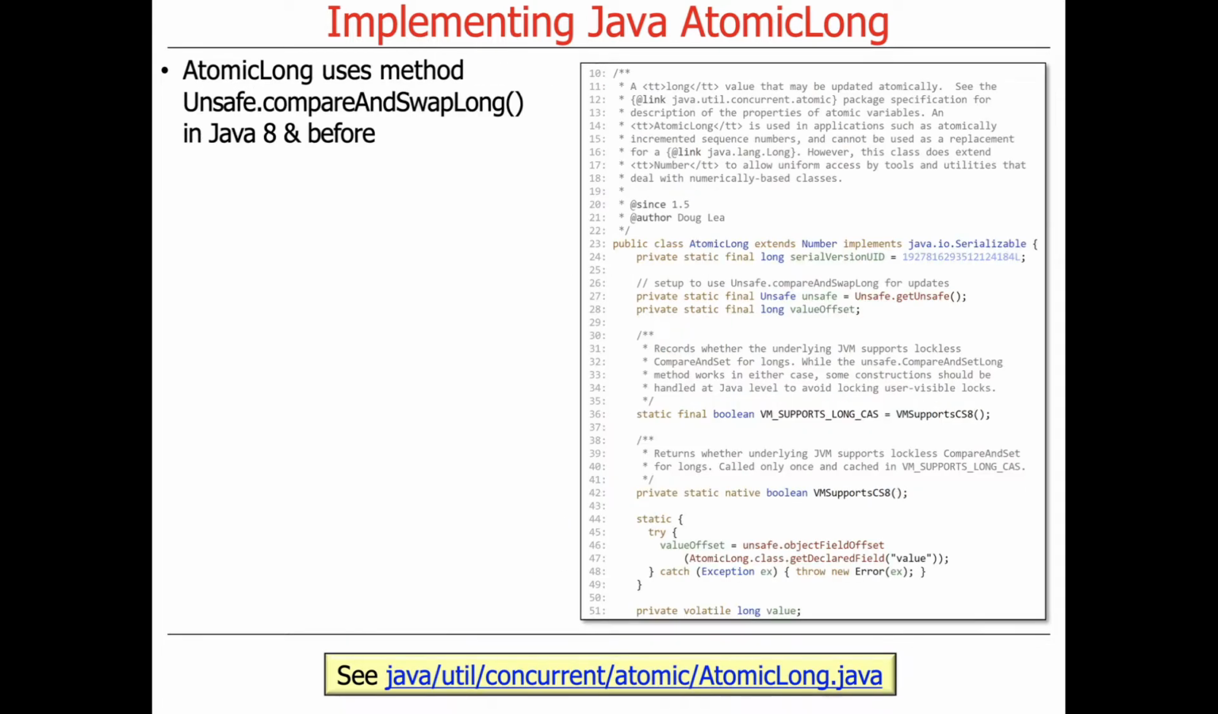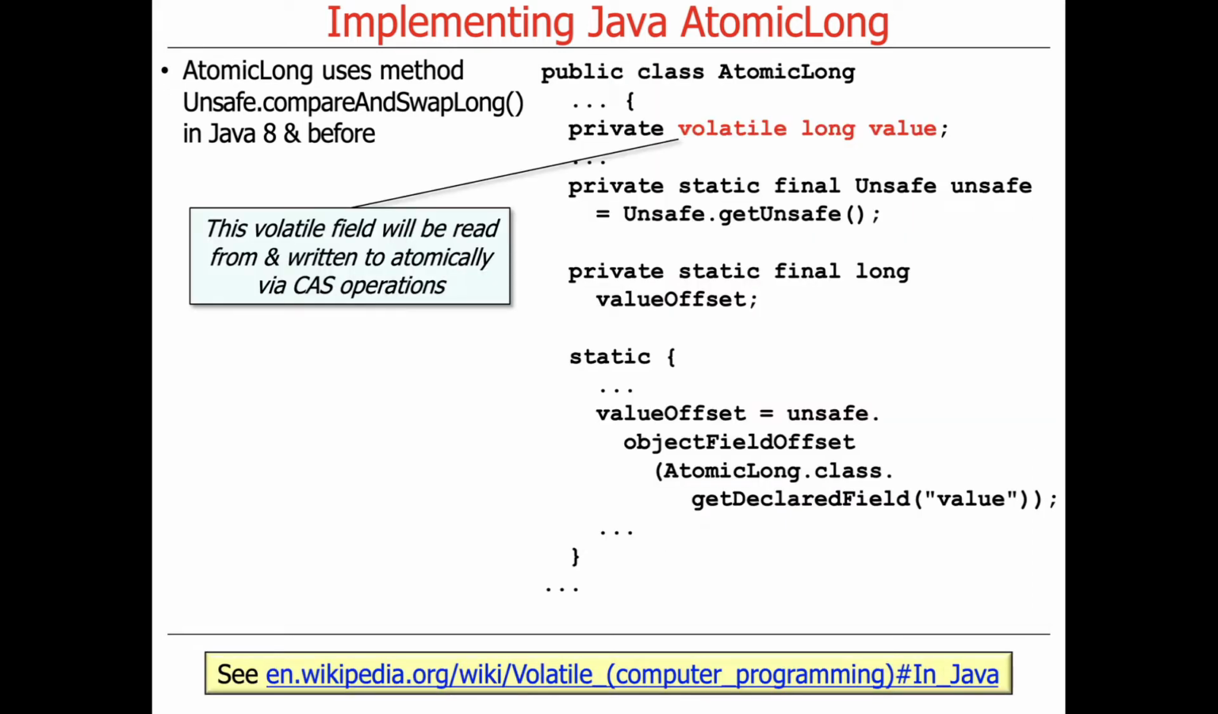So AtomicLong, as the name suggests, contains a long value that can be updated and/or read from atomically. Under the hood in Java 8 and before, Java 7, Java 6, Java 5, back to the beginning of time, the AtomicLong implementation methods used the compare and swap long Unsafe method. And here's what it looked like back in the day. So keep in mind, this is Java code. It's code that's written in Java, but it uses some very powerful Java features to work effectively.